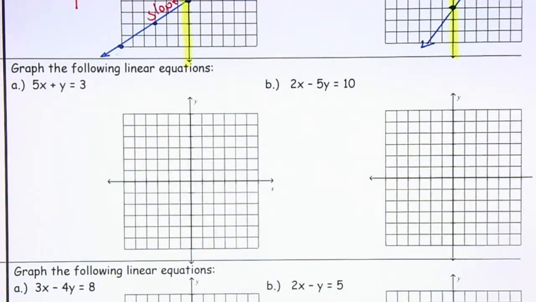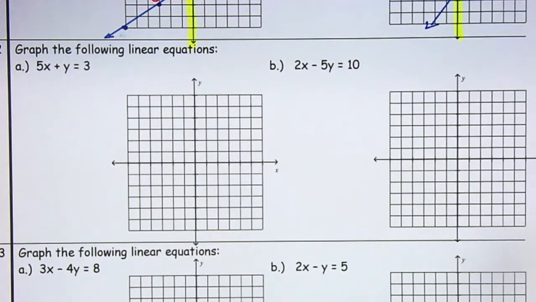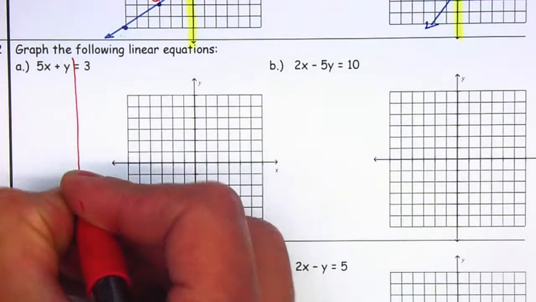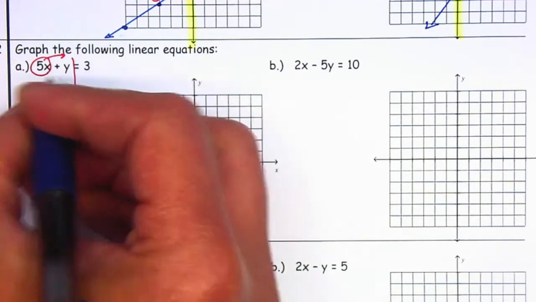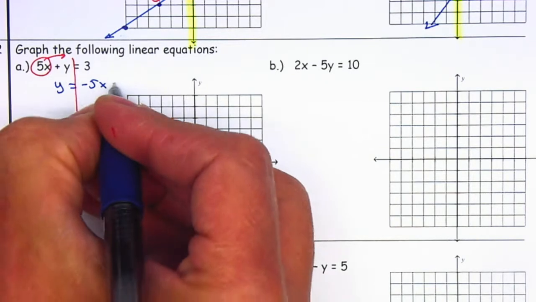We are going to be graphing. It's in standard form, so in order to be able to graph it, I want to convert it into slope-intercept form. I'm going to move my 5x to the right. It's going to become a negative. So we have y is equal to negative 5x plus 3.